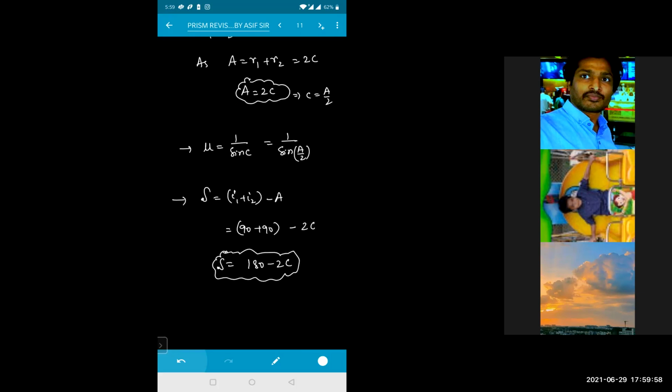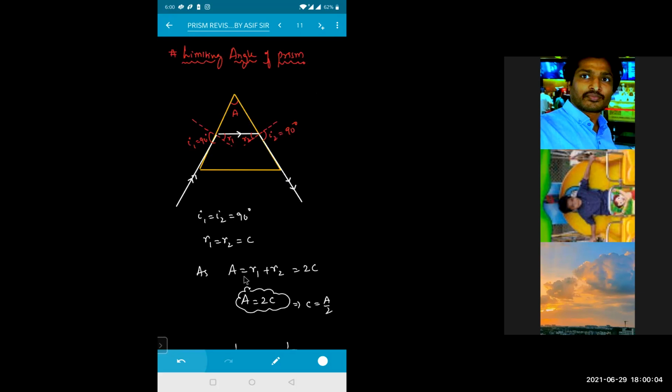If the angle of incidence on the prism is such that the ray grazes on one face of the prism, and after refraction it also grazes out from the second surface, that is known as the limiting angle. Sir, do I need to write that statement? No. I understood, sir. You got it now?